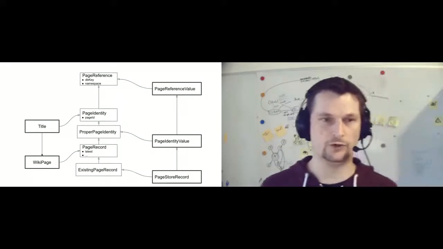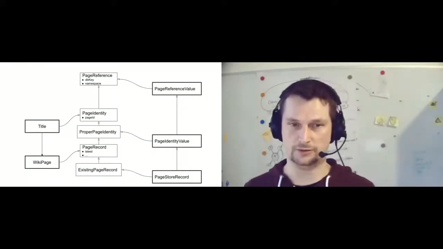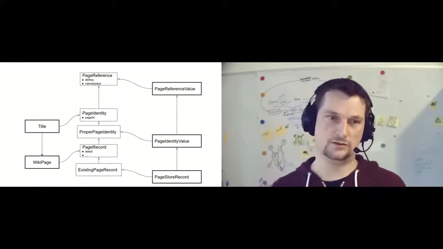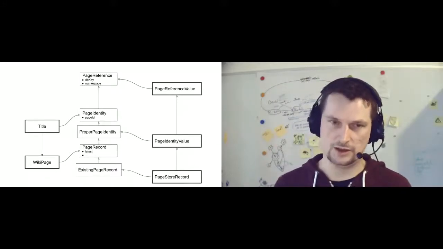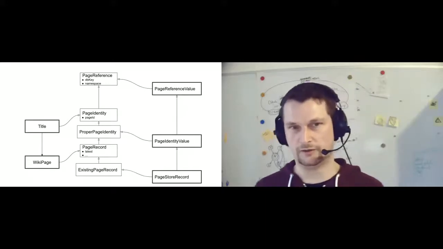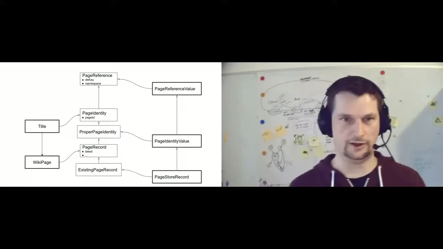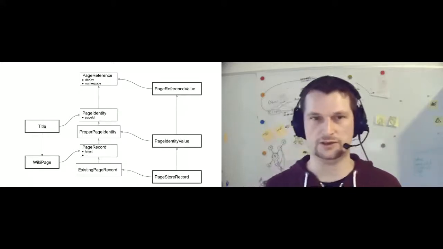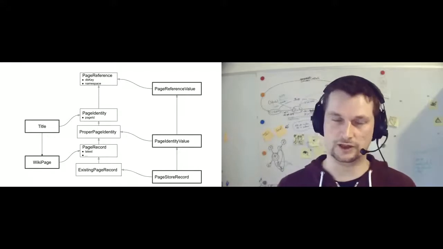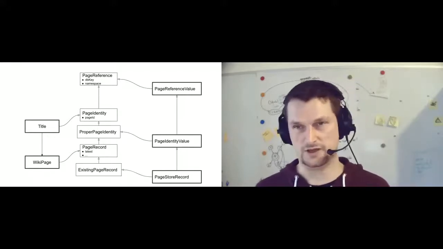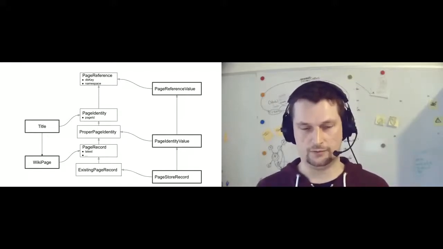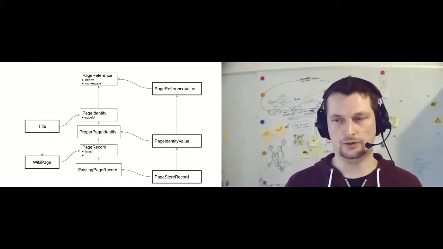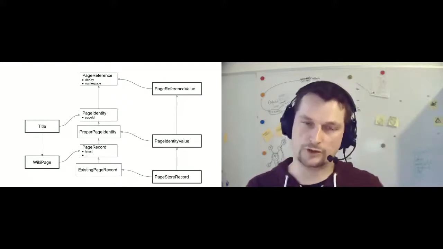However, we want to make title and wiki page compatible to the new interfaces. So title should implement page identity, and wiki page should implement page record. However, title doesn't actually provide the guarantees that a page identity should provide, right? A title may represent a relative section link. That's not a page identity. And if you try to use it like a page identity, for instance, ask it for the page ID, it will throw.